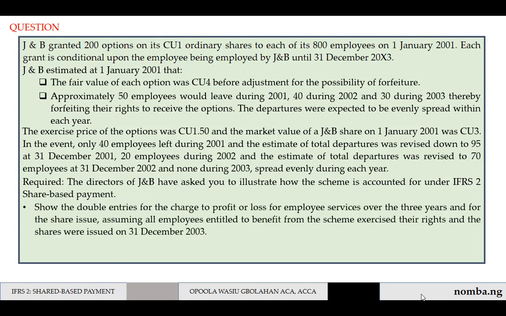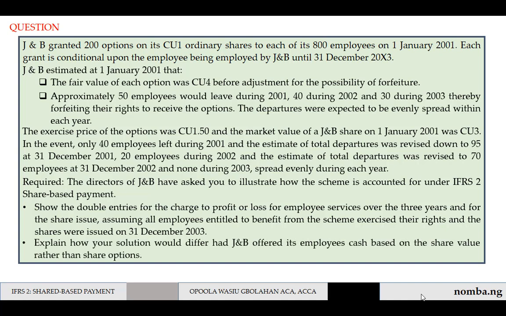A, show the double entries for the charged profit or loss for employee service over the 3 years and for the share issue, assuming all employees entitled to benefit from the scheme exercised their rights and the shares were issued on 31st December 2003. And B, explain how your solution would differ if J and B offered its employees cash based on the share value rather than share options. Okay, they're saying that you should explain the scenario for a cash-settled share-based payment.